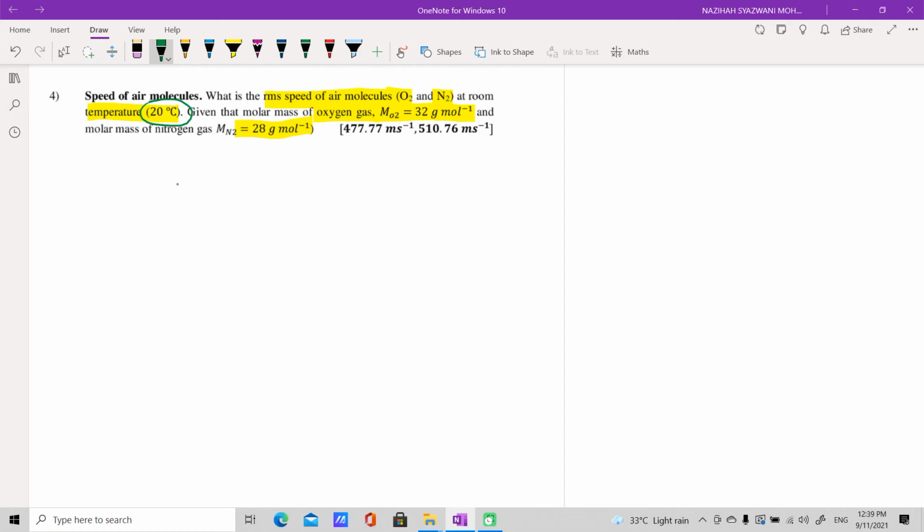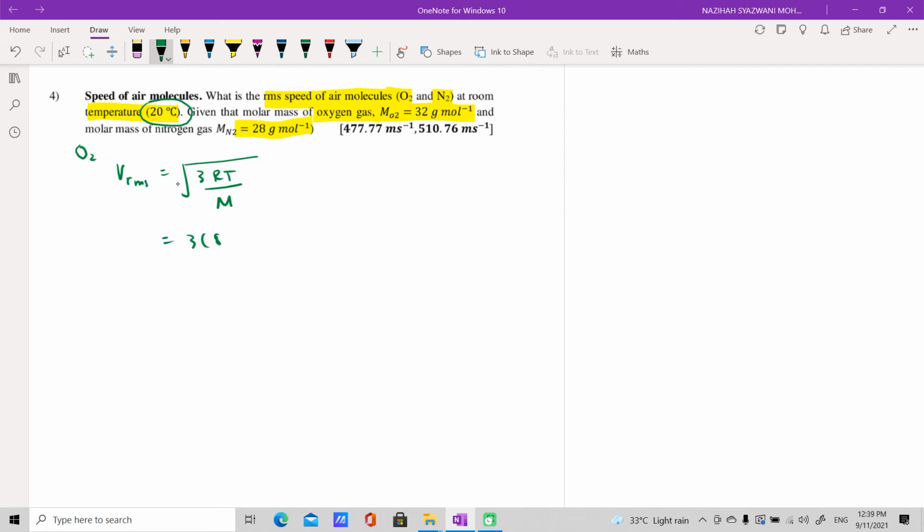Okay, so let's try to do the question. Basically, they just ask you what is the RMS speed of air molecules. We are going to start with the symbol v_rms. They ask it separately, for the O2 and N2, the oxygen and the nitrogen gas. So that will be square root of 3RT over M. Very easy question.